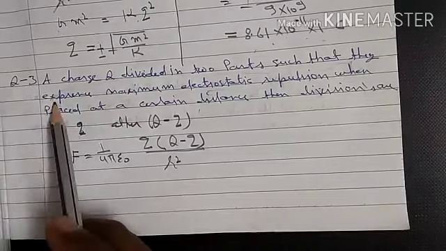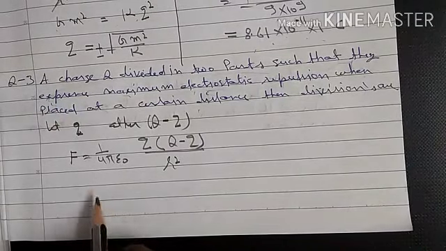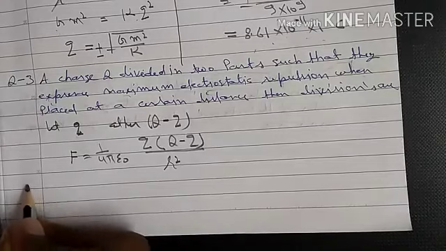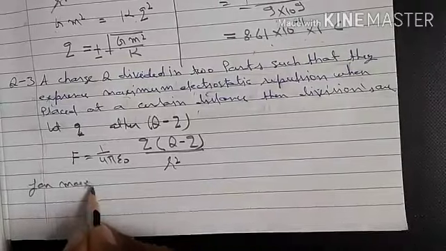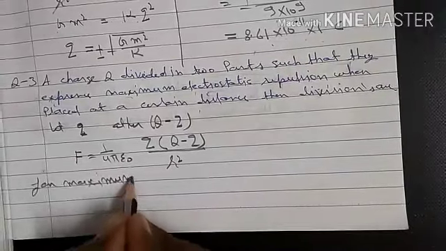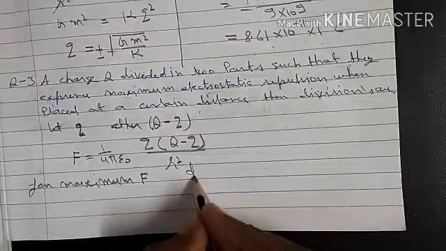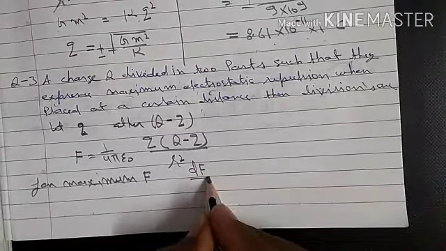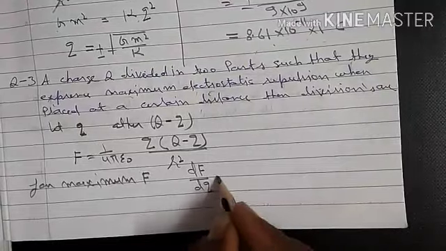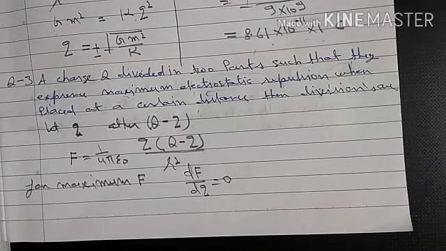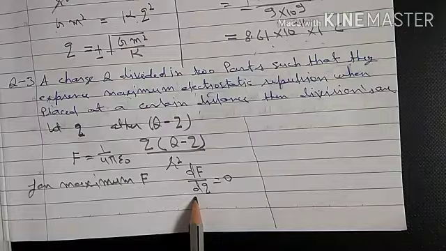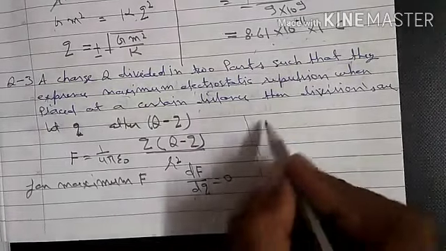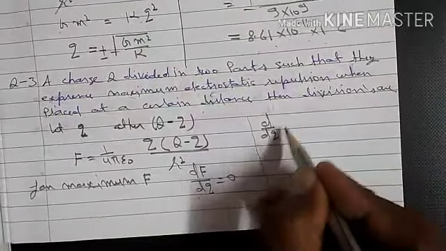And the force is maximum; they experience a maximum force. So for a maximum force, we will use the condition of maxima and minima. For maximum force, we will find dF upon dq is equal to 0. So if dF upon dq is equal to 0 and F is this, by putting the value of F.